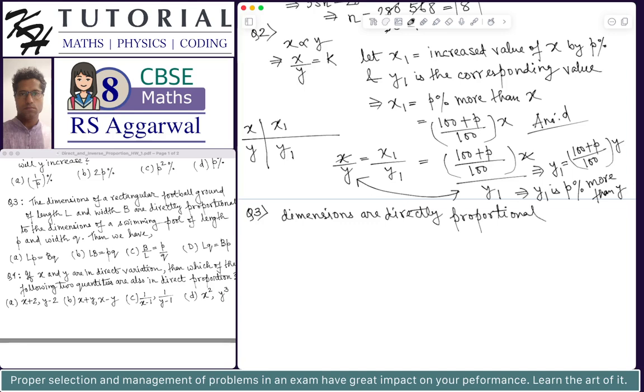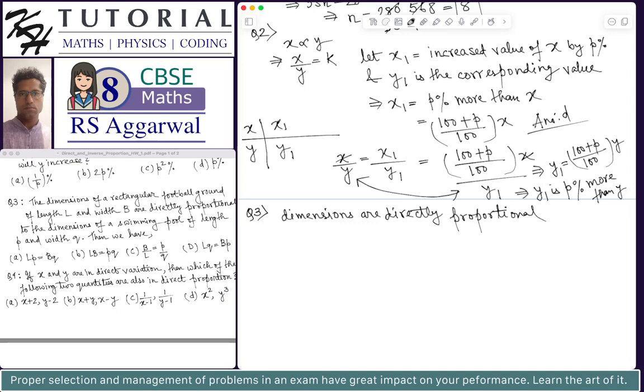Dimensions could be different for different figures. In this problem, the dimensions are length and width, since a football ground is rectangular and also the swimming pool is rectangular. Now, for any other problem, the figure could be something else. It could be circles. Just as a side note, if it is said that the dimensions of two circles are proportional, it means that their radii are directly proportional.